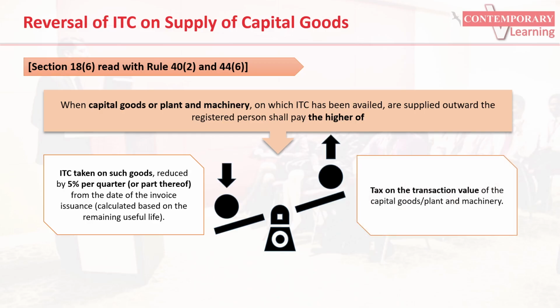Second option, tax on the transaction value of the capital goods or plant and machinery being supplied. You pay whichever is higher. This ensures that the government doesn't lose revenue either way. If the ITC calculated for remaining useful life exceeds the tax payable on transaction value, the excess amount must be added to your output tax liability.